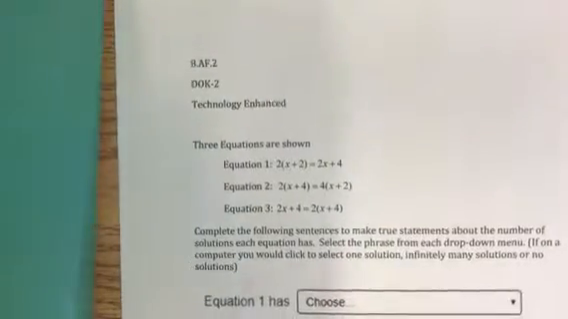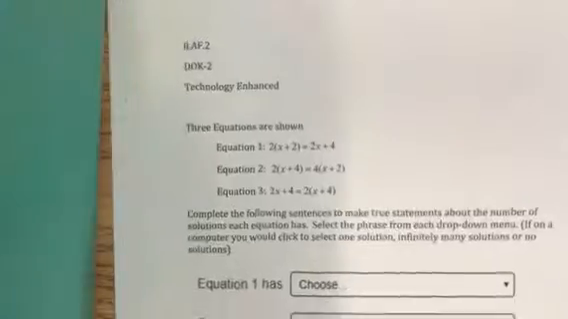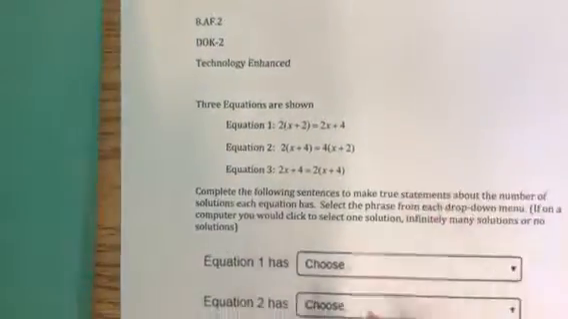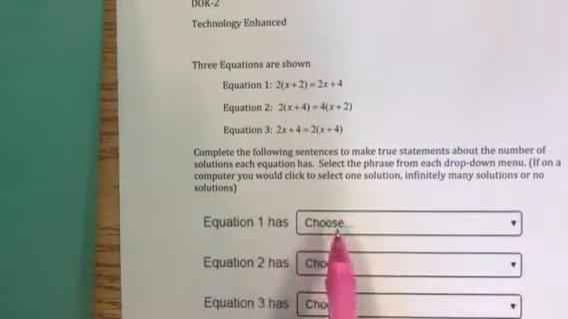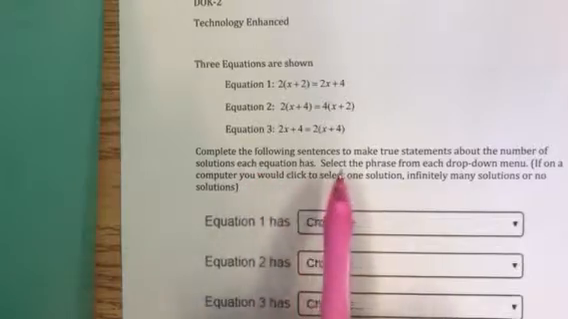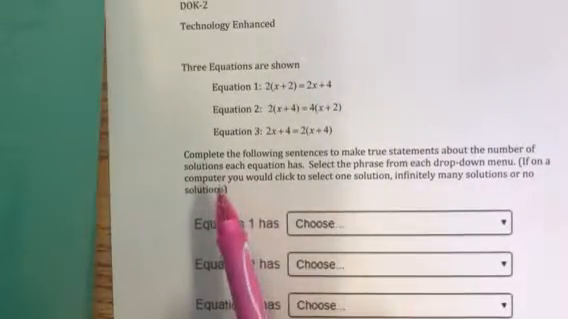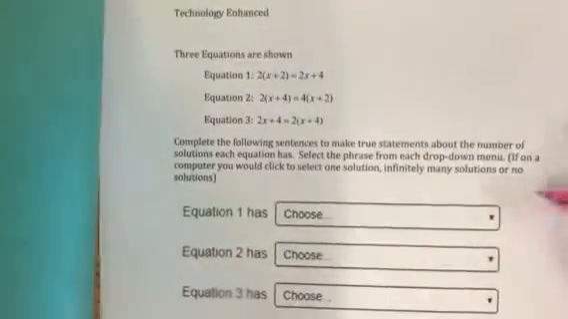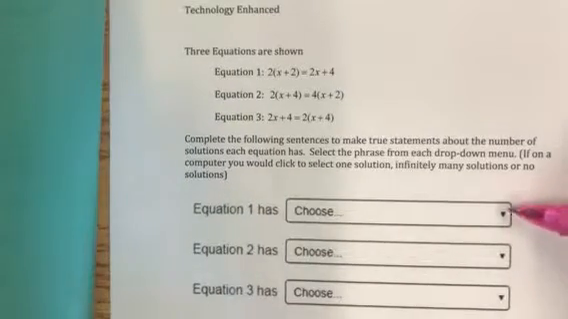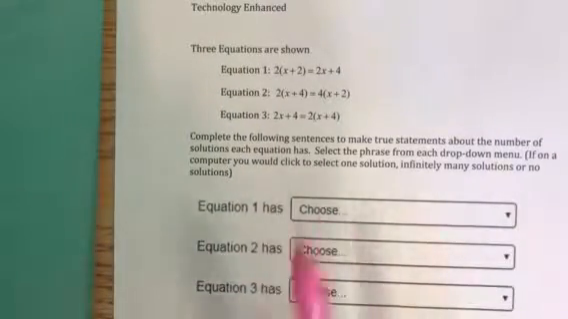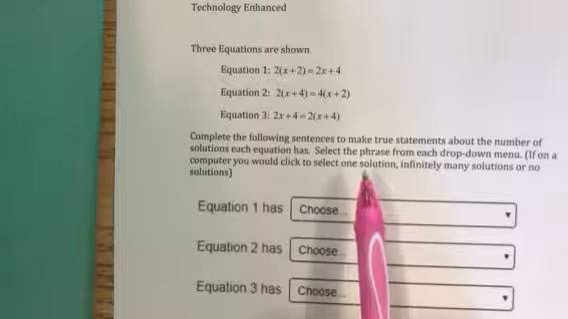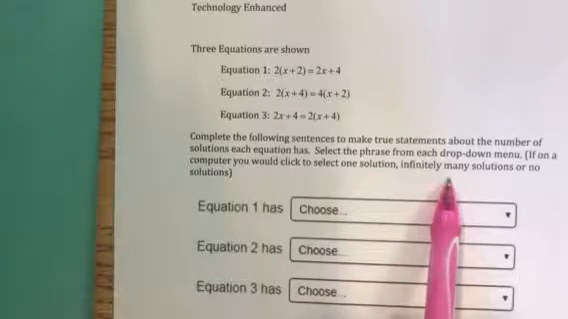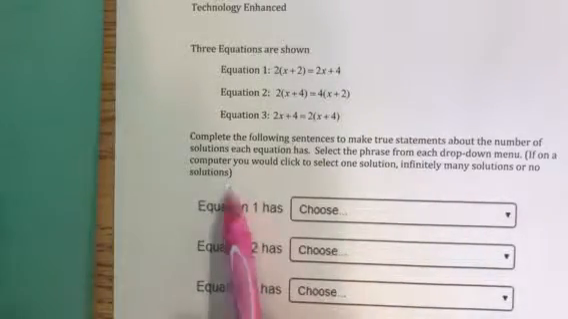So if we look at this problem, it's asking us to look at 3 separate equations, okay? And we want to complete this sentence. Now notice it says, right, if this was on the computer. So when you're taking your I-Step 10, this will be on the computer, and you'll click over here and it'll be a drop-down menu, and you'll have 3 things to pick from. Either one solution, infinite many solutions, or no solutions.